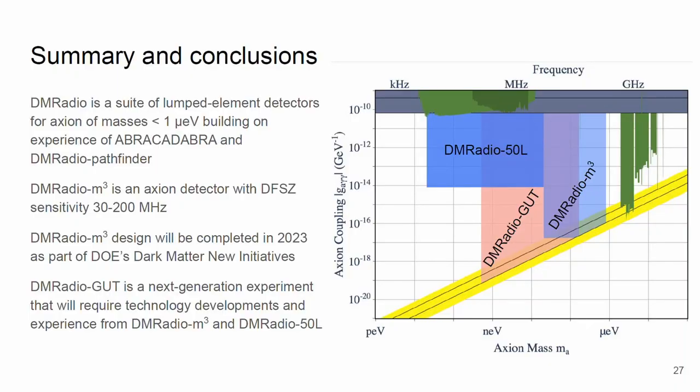Another question is, on the sensitivity plot, I noticed that all the sensitivities are cut off at the QCD bands. Is that by design, or can you actually go deeper than that? It's cut off at the QCD band because our goal is to search for the QCD axion, so it is by design. We adjust our parameters to be able to meet these science goals. Okay, thank you.